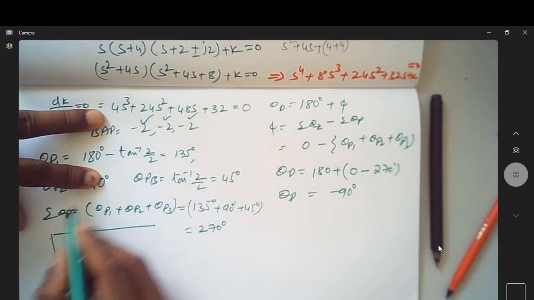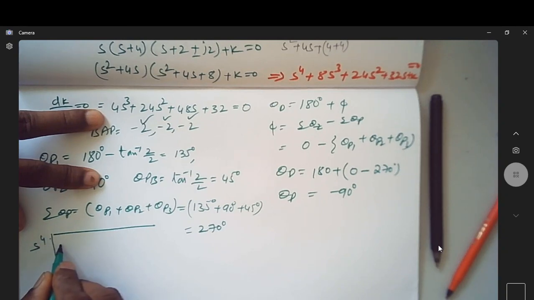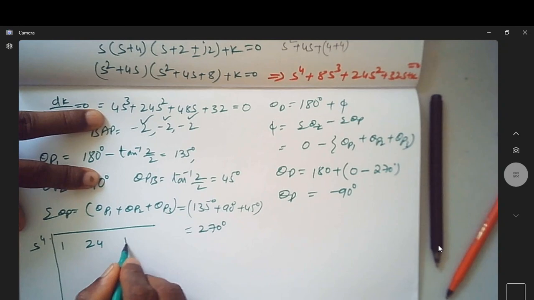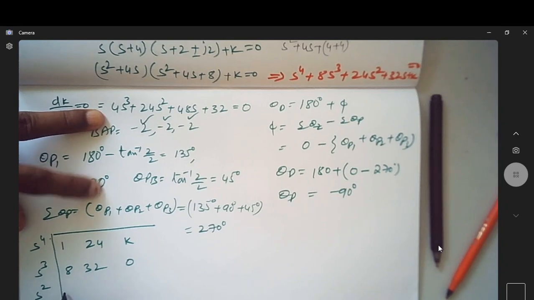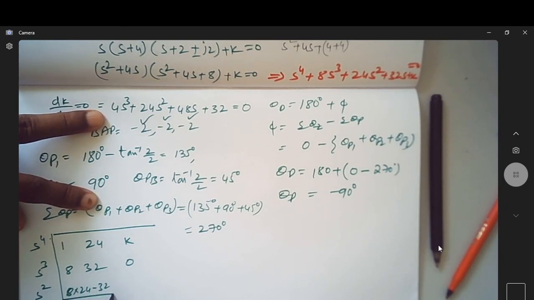So what is the first question? This is s power 4. Is it not 1, 24 and k? This is s cube. Is it not 8, 32, 0? So now let us write s square. Is it not 8 into 24 minus 32 by 8? Is it not 8 into k, 8k minus 0 by 8? So is it not k, then 0?